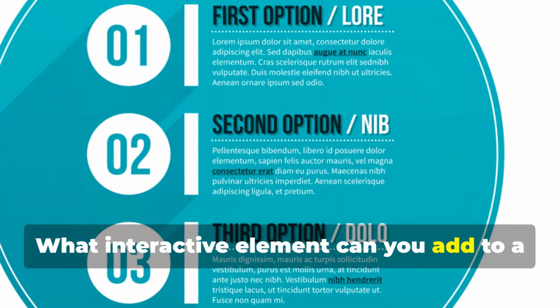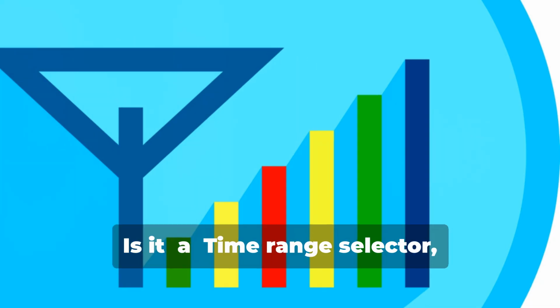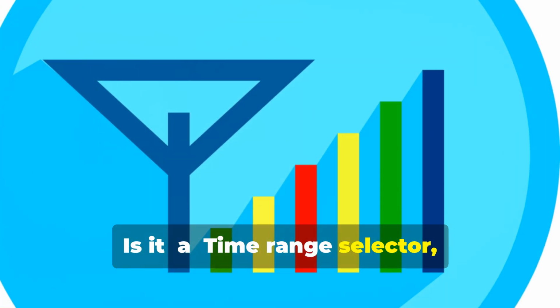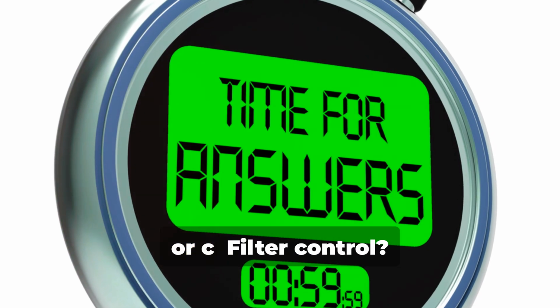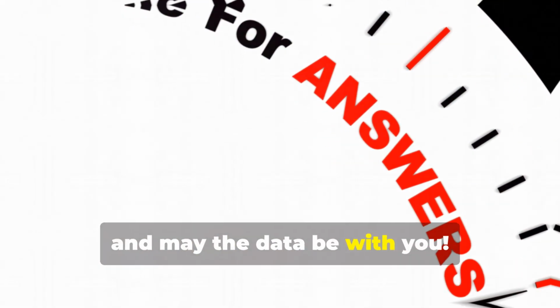What interactive element can you add to a Kibana dashboard to filter data based on specific criteria? Is it A, time range selector, B, drill down link, or C, filter control? You have 15 seconds for each question. Choose wisely, and may the data be with you.